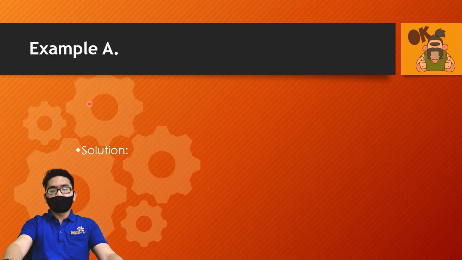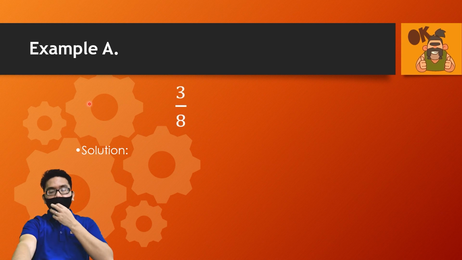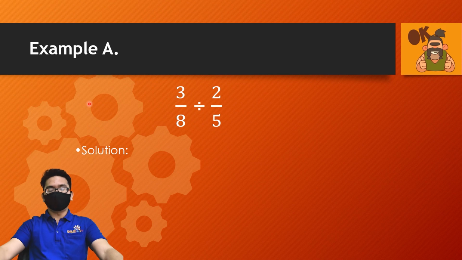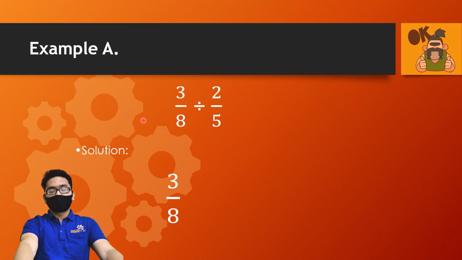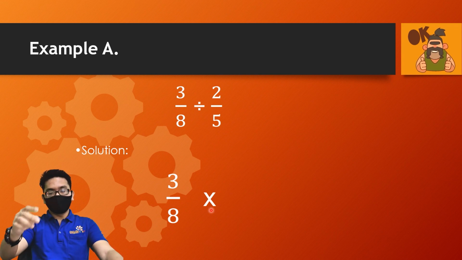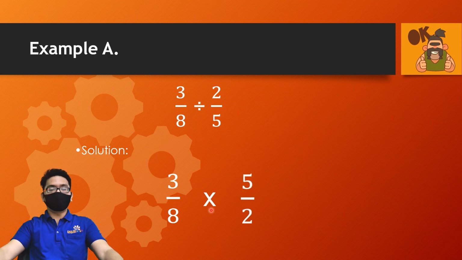Example letter A, 3/8 divided by 2/5. So again, remember the keywords, keep, change, flip. So we are going to keep the dividend, change divided by to times or multiplication, and then flip the divisor. So 2 over 5 becomes 5 over 2. So we have 3/8 times 5 over 2.